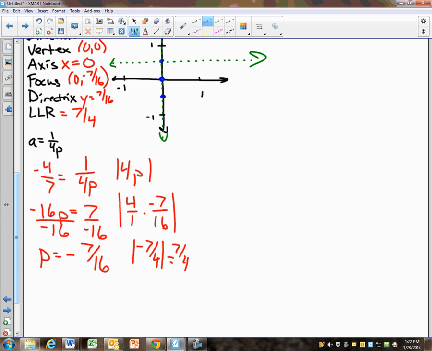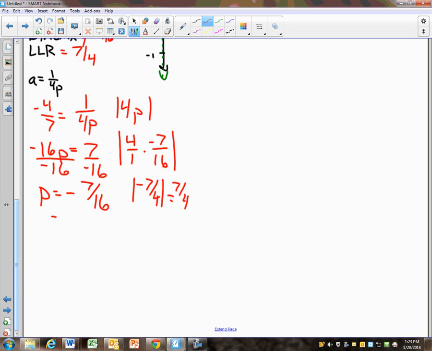I picked a problem that has fractions because I know that makes things a little bit more complicated. Okay. So if the length of the latus rectum is 7/4, as soon as you get confused about a value like that, go ahead and turn it into a decimal if you want. 7/4 is the same as 1.75. So almost 2, I guess.